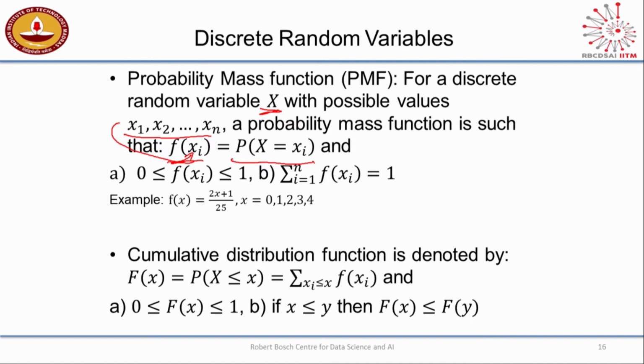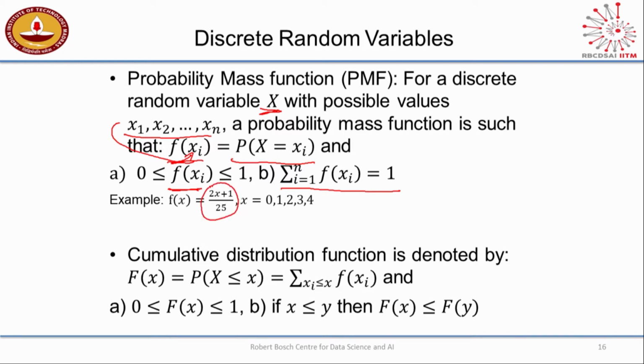Therefore, it must follow that for any particular xi that I substitute, the value should be between 0 and 1. It should also follow that if I add up every possible xi, that is, I go from i equal to 1 to n, if there are n outcomes, I should get 1 when I sum this. So just so you internalize that f of x is in fact a mathematical function. This is an example of f of x.